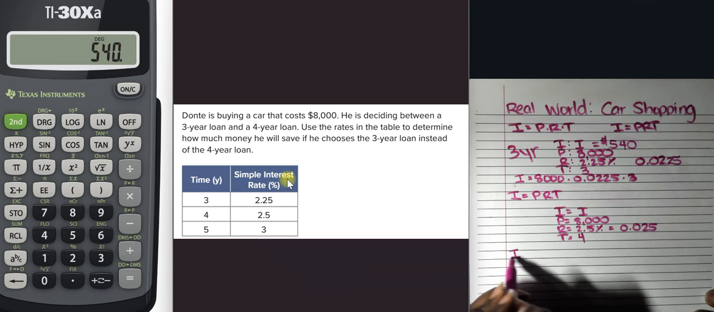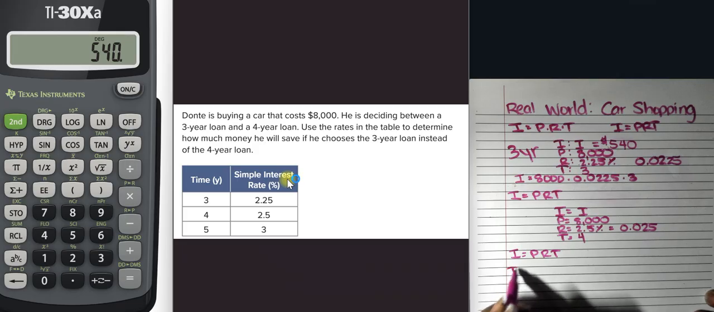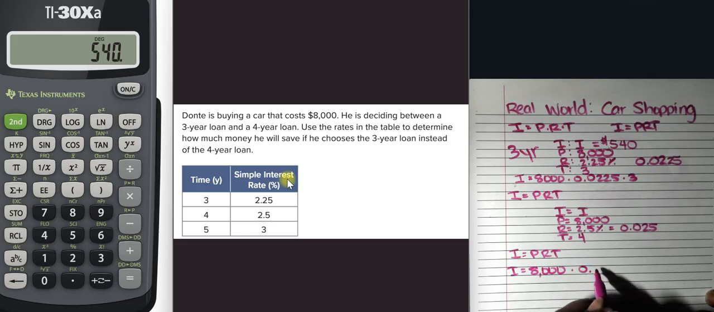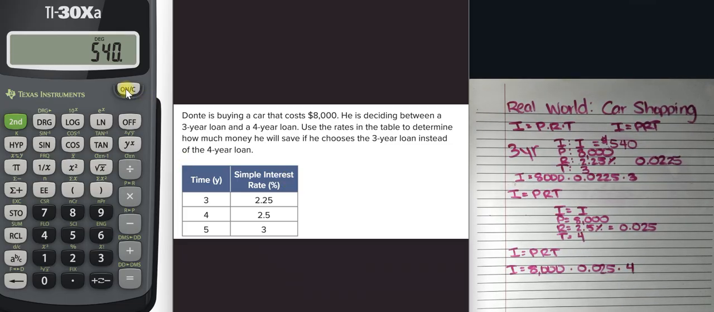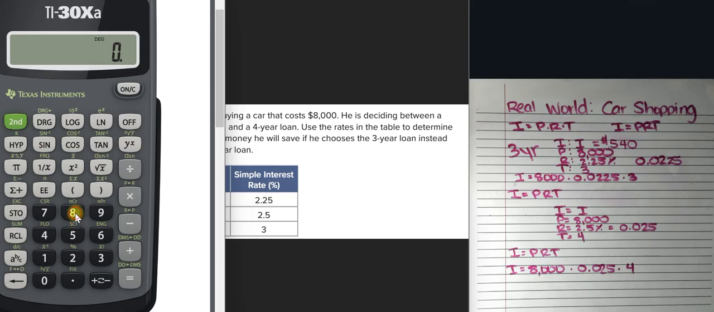All right. So then we just go and plug in what we know. So our principal times the rate times the time. In that case, interest is equal to 8,000 times 0.025 times 4. So let's see what we've got. So 8,000 times 0.025 times 4. All right, so you're going to pay in interest $800.